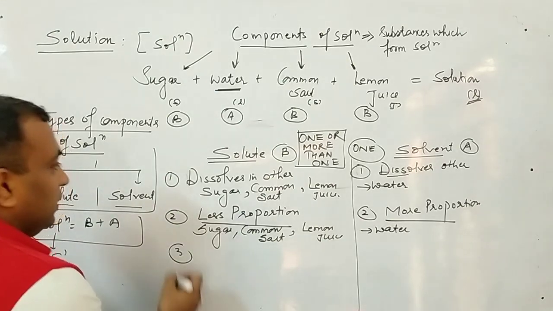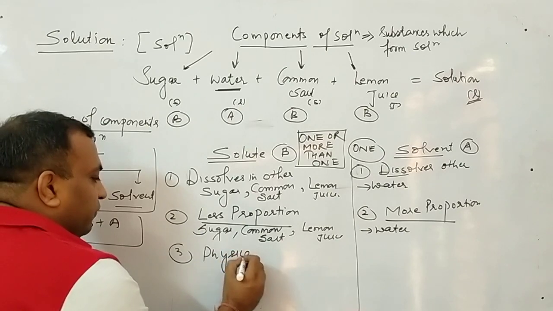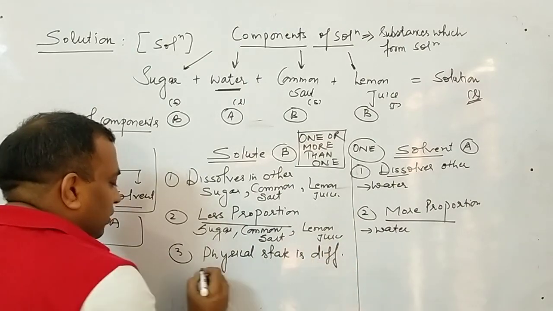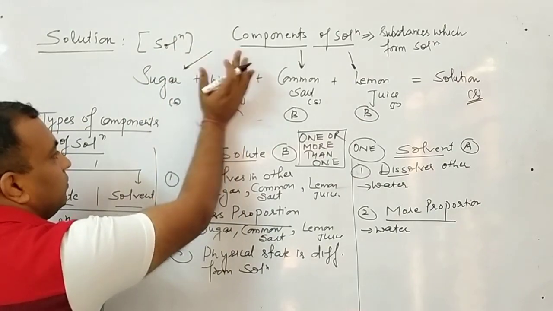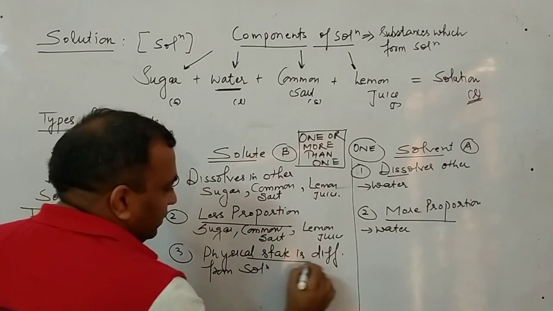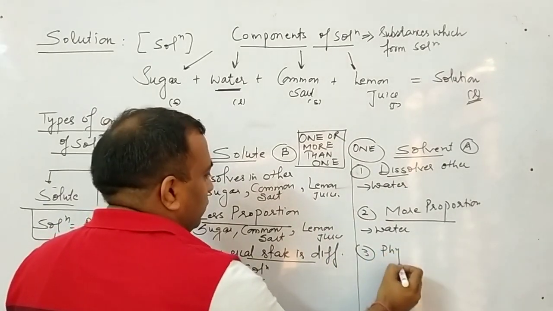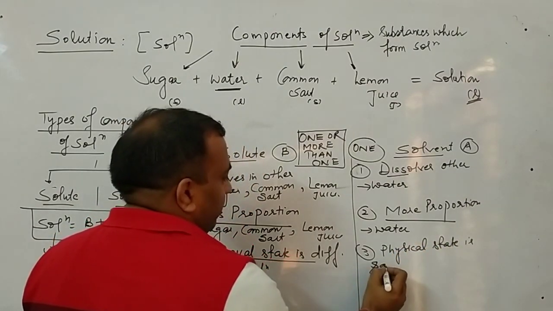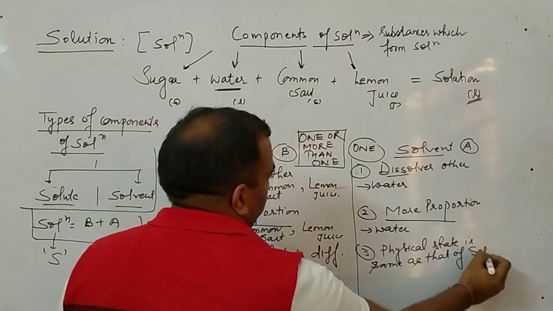So third part: solute is the component whose physical state is different from solution. So I just rub out this because we have to explain on the basis of this concept also. Whose physical state is different from solution, and solvent is the component whose physical state is the same as that of solution. Clear?